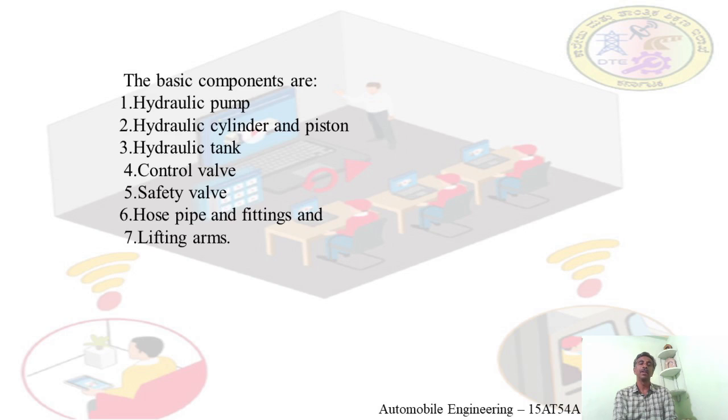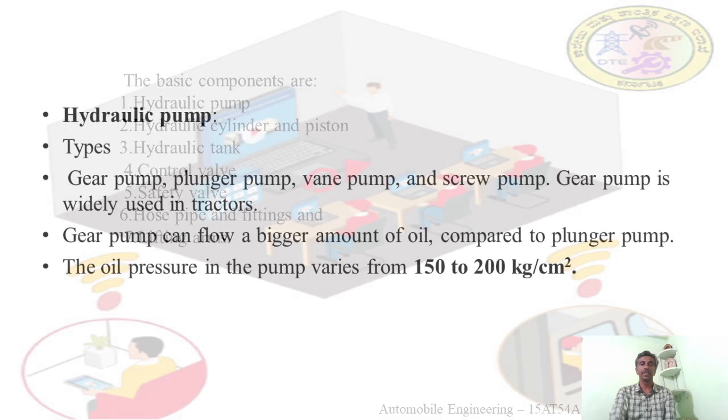Then the hydraulic tank, control valves, safety valves. If the required pressure is exceeded, to avoid the bursting of pipelines and all those things, we are using the safety valves. Next, to connect all these components, we are using the hose pipes, the collars, joints and all those things. These things are fittings. Next one is the lifting arms; the hydraulic lifting arms are used to connect the implements to the hydraulic system. These are all the basic components of the hydraulic system.